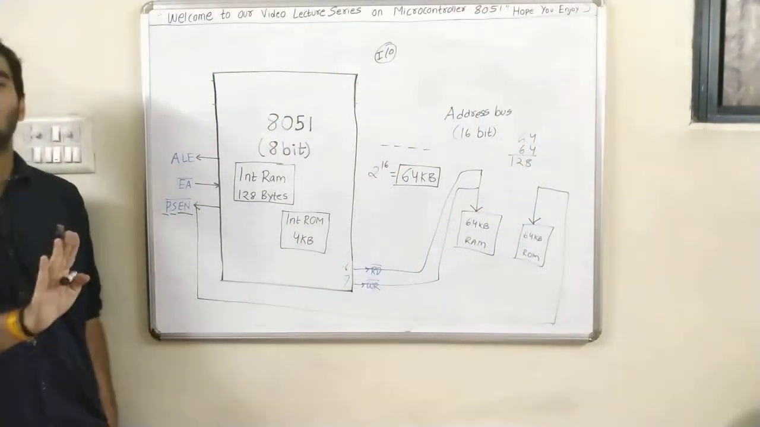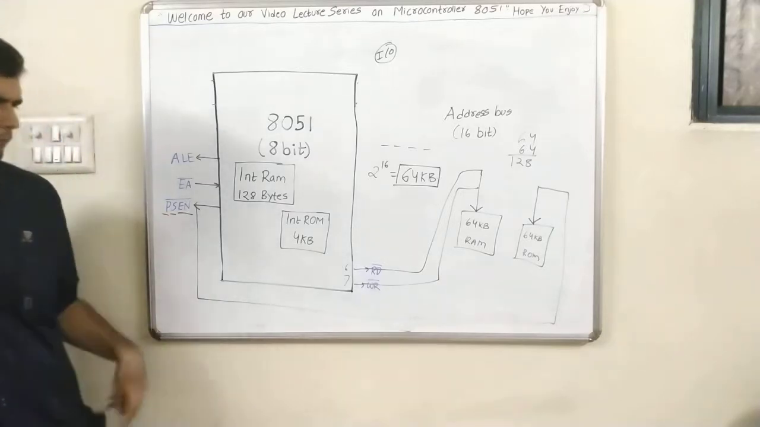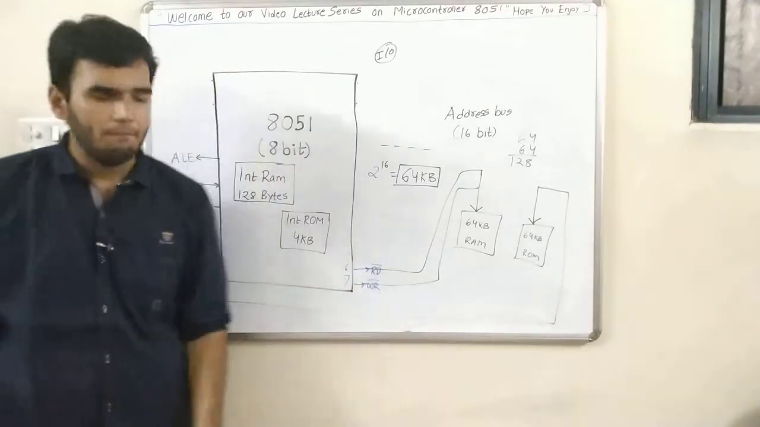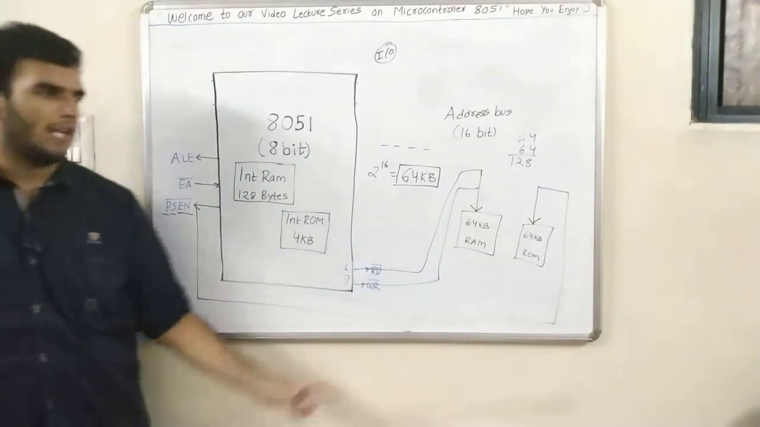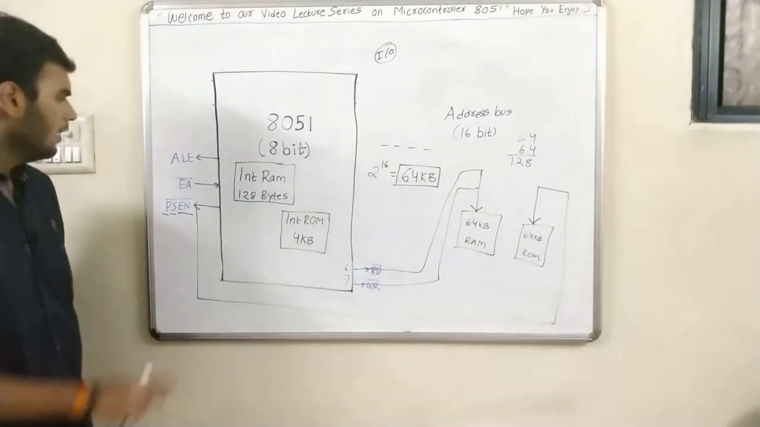No doubt I am using 64 KB at once, but actually I have connected both two. So read and write signals are for external RAM and PSEN bar is for external ROM. So I hope you have got these two also.